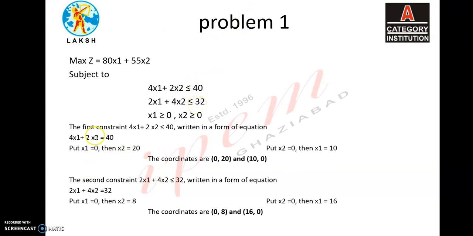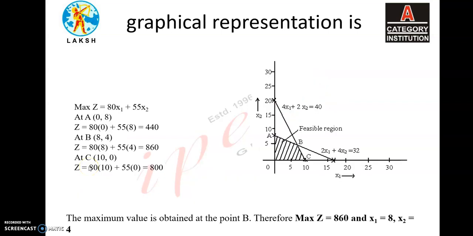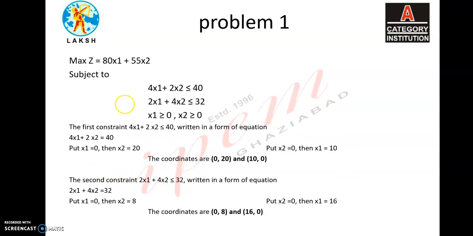Suppose we take the equations 4x1 plus 2x2 is equal to 40 and 2x1 plus 4x2 is equal to 32. Now put x1 equal to 0, then x2 is equal to 20. Put x2 equal to 0, then x1 is equal to 10. So the first coordinates we get are 0, 20 and 10, 0. Similarly, we find the coordinates of the second constraint equation. The coordinates are 0, 8 and 16, 0.